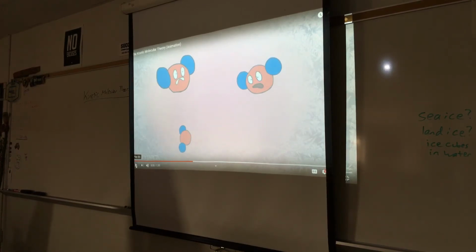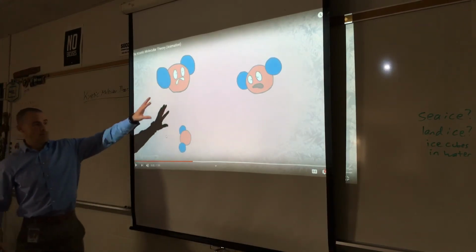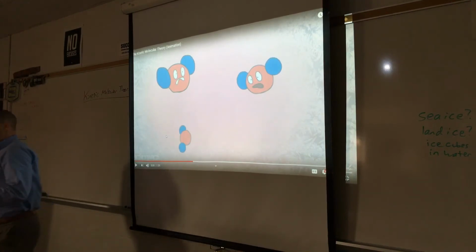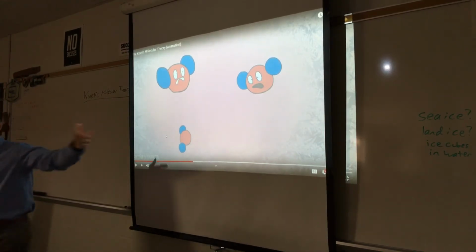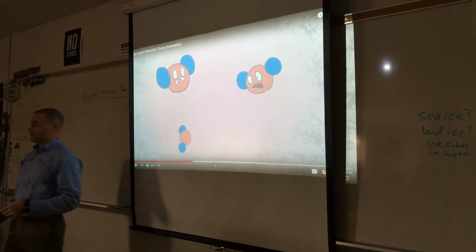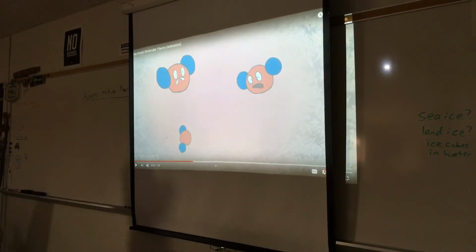Good question. Yeah, so cold particles move really slow, and they tend to huddle together. Penguins. Penguins in Antarctica. They huddle together. Why? Keep warm. Particles do the same thing. They huddle and they don't move as much when they're cold.